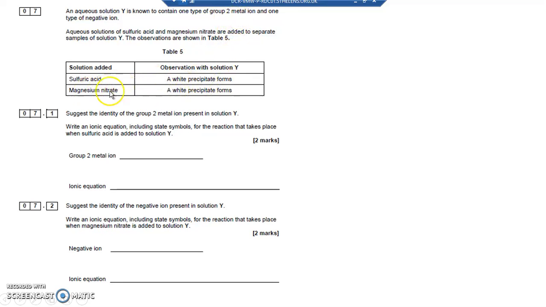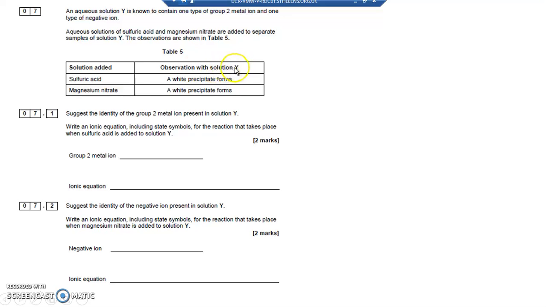White precipitate forms with magnesium nitrate. That could be magnesium hydroxide, magnesium carbonate, something like that. So I want barium something that's a solution. Barium carbonate's a solid, barium sulfate's a solid.